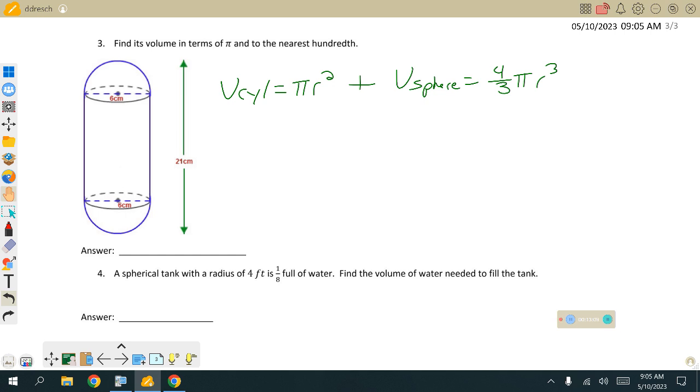All right, oops. What did I forget on my cylinder equation? Pi r squared times the height. You guys have your formula sheet there. I just didn't write it down right. Okay, let's go at it.